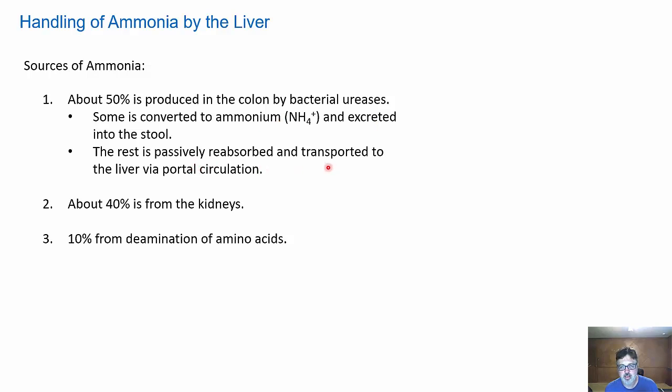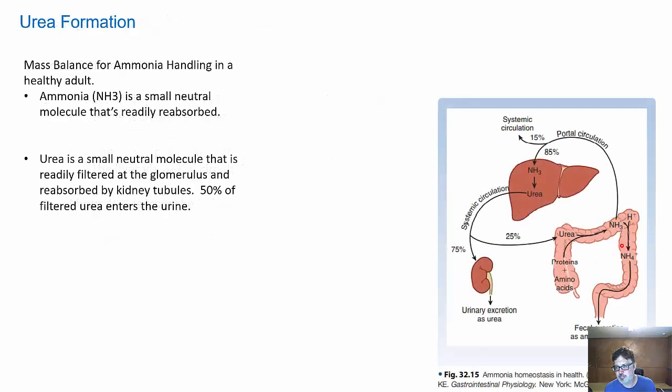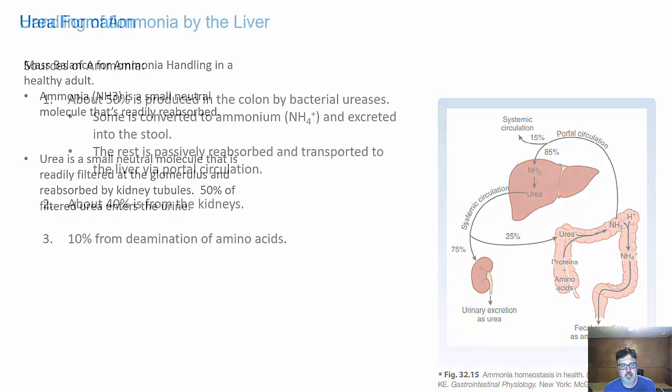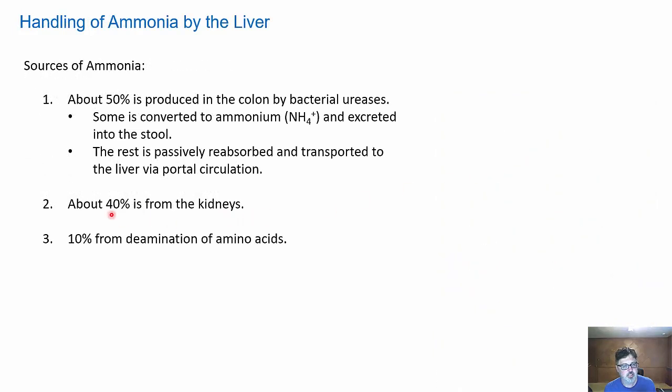So we saw back here where we had about 75%, 85% of that urea, or ammonia rather, coming back here through that portal circulation. You also notice that about 40% of the ammonia is being formed from the kidneys themselves, and then we have another 10% coming from the deamination of amino acids.